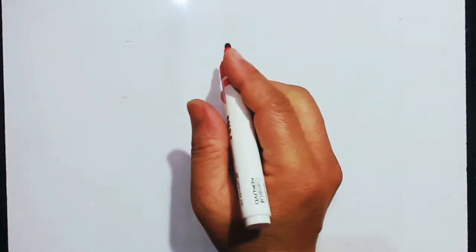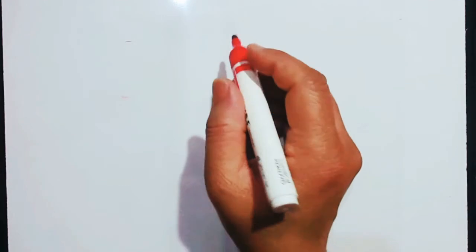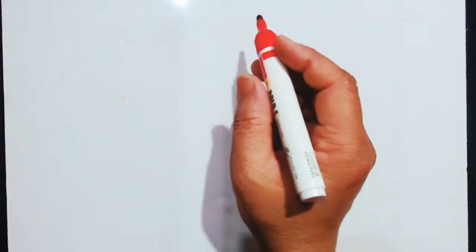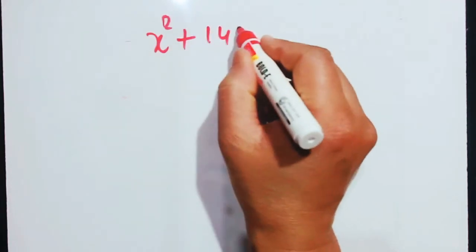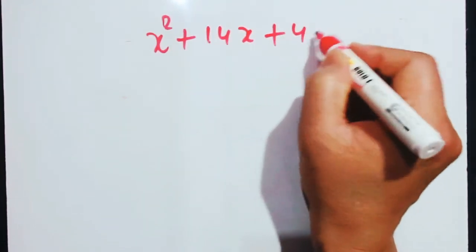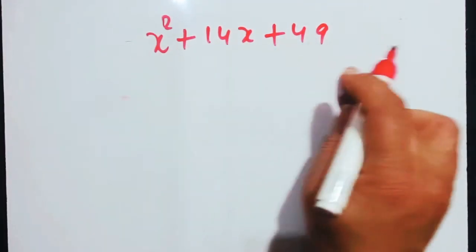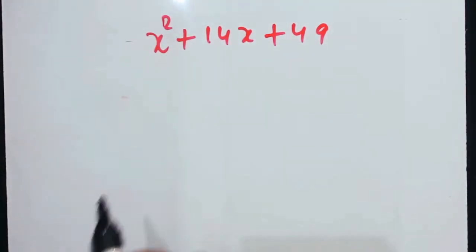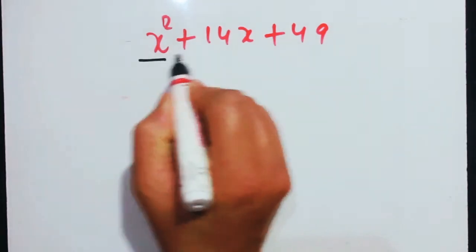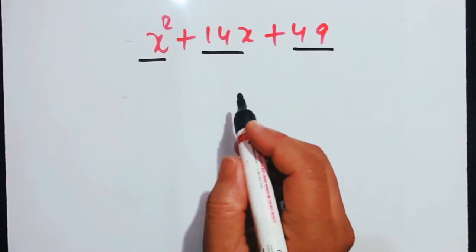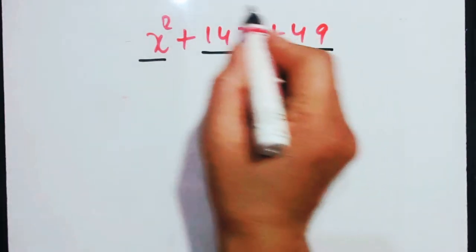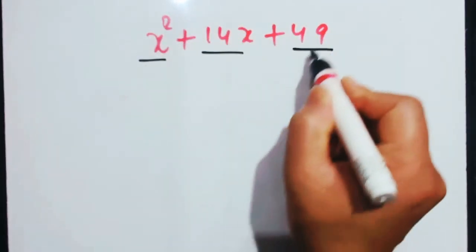So here in number 1 it says that you find which is a perfect square. That means a trinomial is given, x square plus 14x plus 49. Now they have given us a trinomial because it has three terms, one term, two term and three term. So it says that can you find whether this is a perfect square or not.